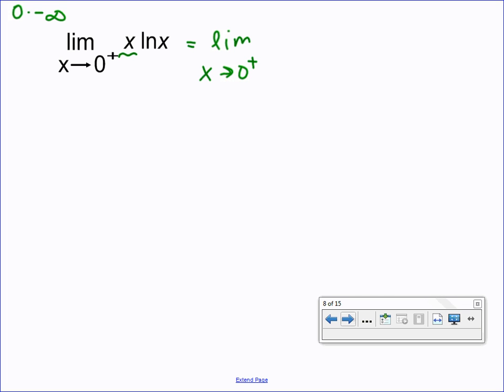Instead, rewrite that x on top as its reciprocal. Multiplying is the same as dividing by the reciprocal. Well, we're not used to saying it that way. We're used to saying dividing is the same as multiplying by the reciprocal. So then it makes sense that multiplying is the same as dividing by the reciprocal. I'm going to take that x on top and rewrite it as 1 over x on bottom. I'm going to leave the ln x on top. And so that was just a tricky way of rewriting multiplication as dividing by the reciprocal.